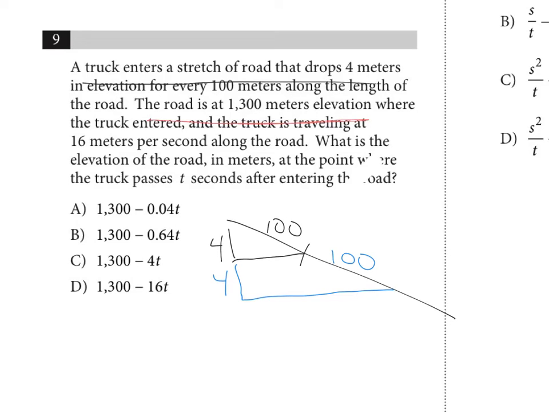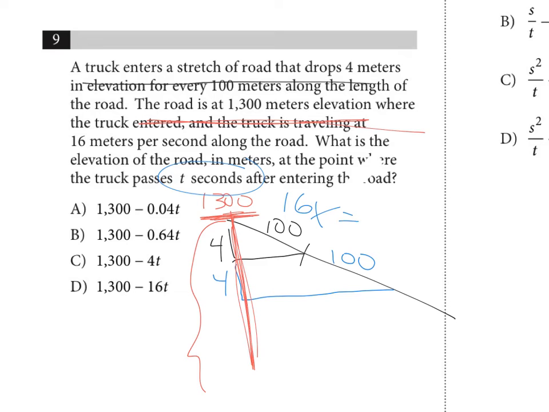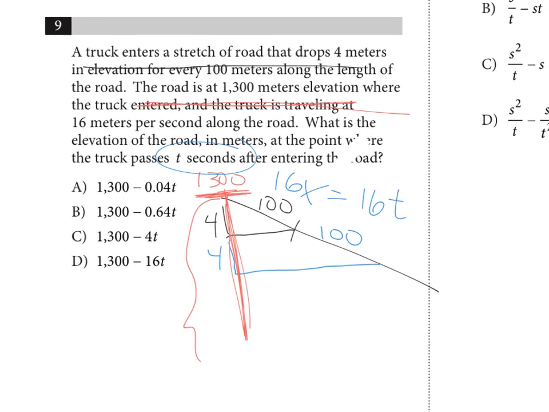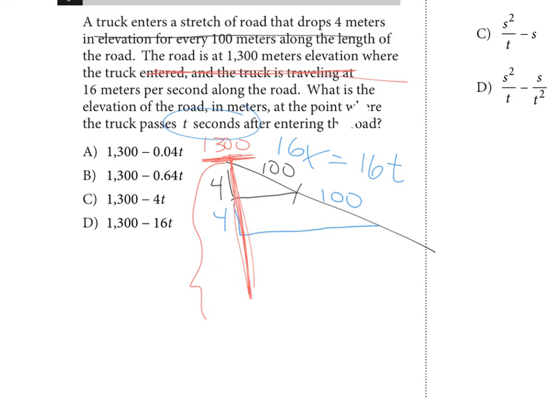The road is at 1,300 meters elevation where the truck entered. So this height right here is 1,300 meters in elevation. The truck is traveling 16 meters per second along the road. So I'll let x, or in this case t, be equal to the number of seconds. What is the elevation of the road in meters at the point where the truck passes t seconds after entering the road?